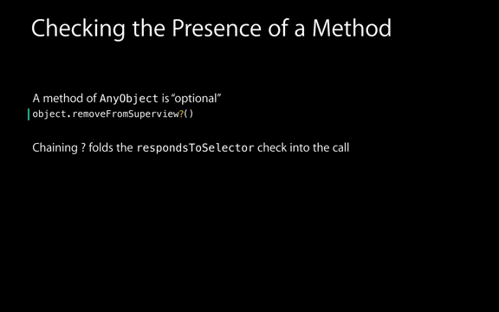and what we're doing, of course, is we're folding the respondsToSelector check in. So we do the reference, go look for removeFromSuperview. If it's there, go on, call it. If it's not there, stop evaluating this expression, we're done.